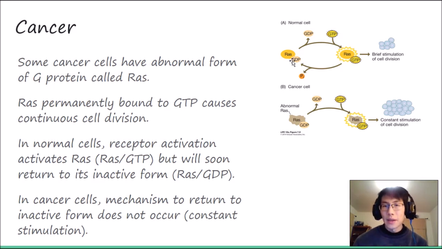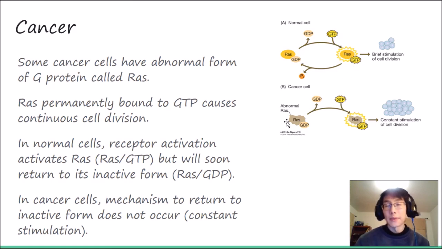And what normally can happen is RAS can kick off the GDP and bind a GTP. The binding of the GTP activates the RAS, like what occurs in your heterotrimeric G protein subunits, and that causes a brief stimulation of cell growth and division. Of course, the RAS can also hydrolyze that GTP back into a GDP form, and that causes it to become inactivated. You can also have other additional enzymes that can mediate this process and speed it up.